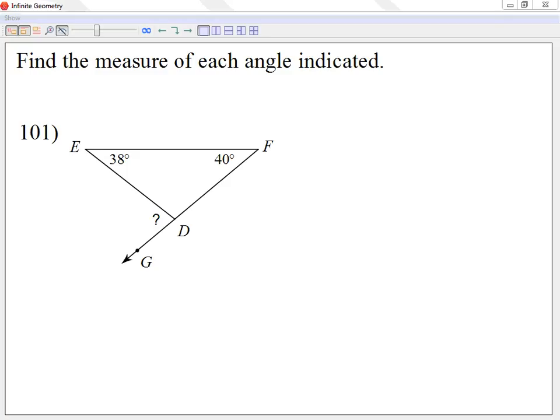I really doubt it, but. All right, guys, let's take a look. Looking at 101. Take out your packet.